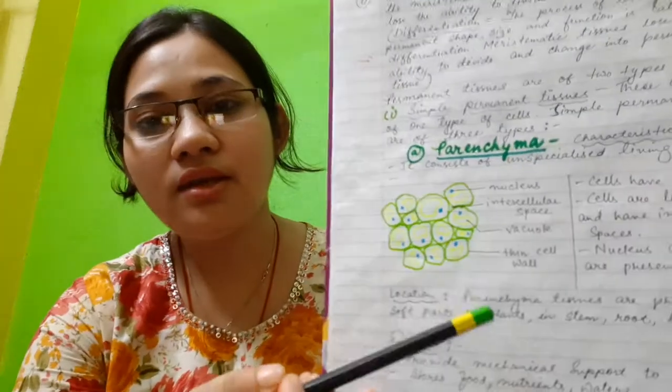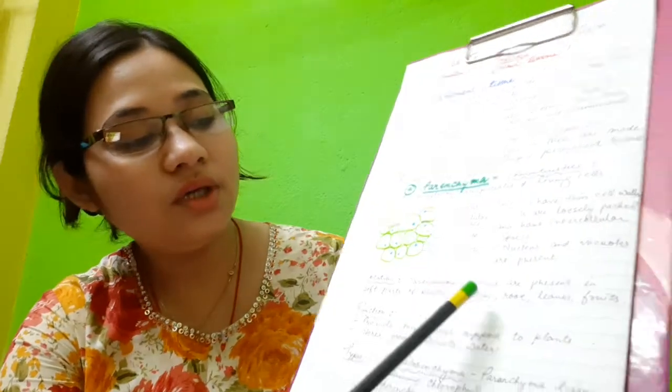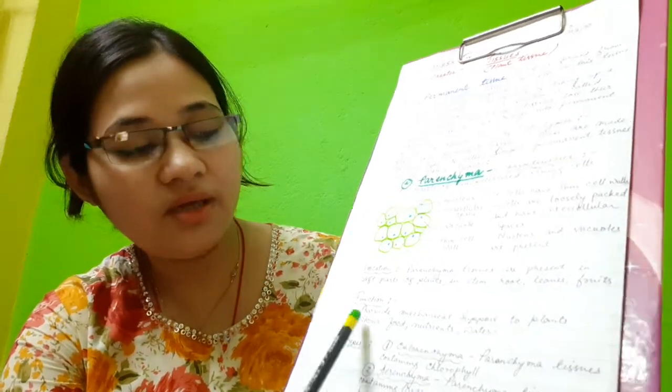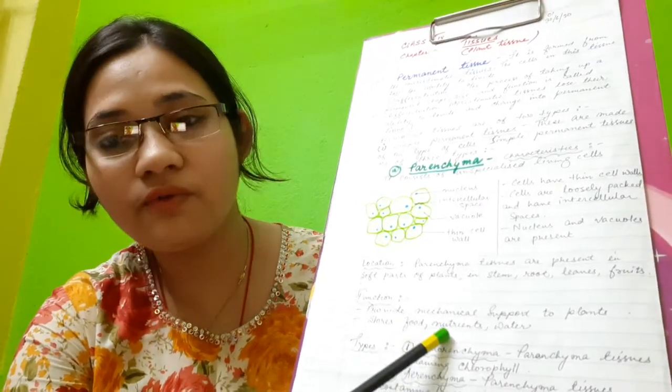Where are they present? They are present in the soft part of the plants. What is the function of parenchyma? They provide mechanical support and they give flexibility to the tissues. They support the plant, and in some places they also help in storage of food and nutrients. Now these are the two types. If the question comes, parenchyma is of two types, what are they? You will write aerenchyma as well as chlorenchyma.